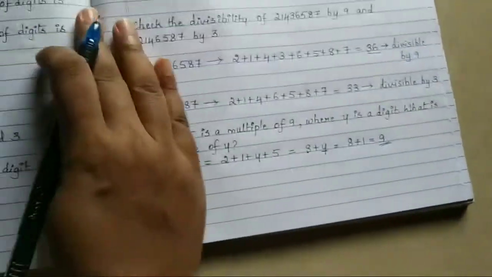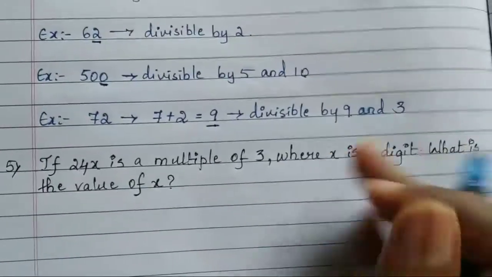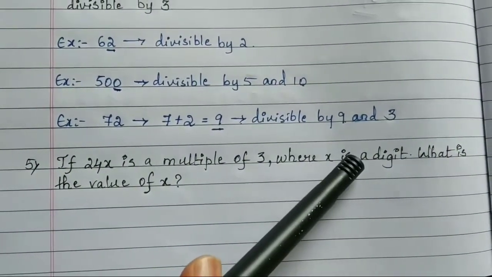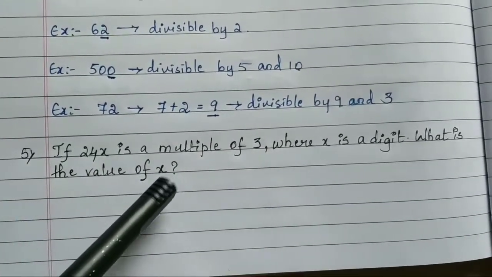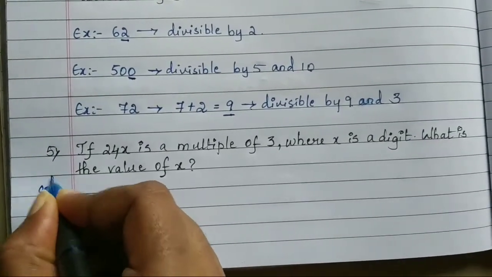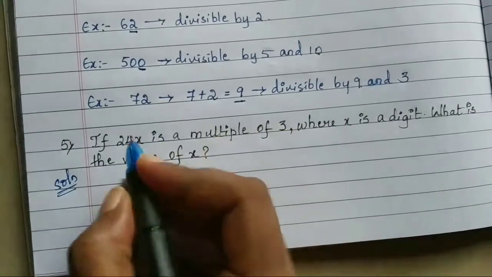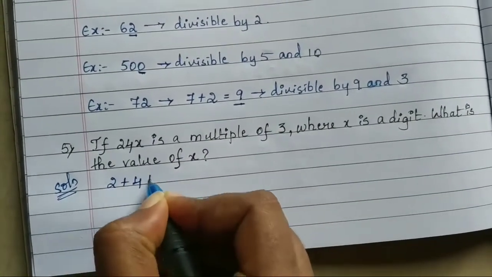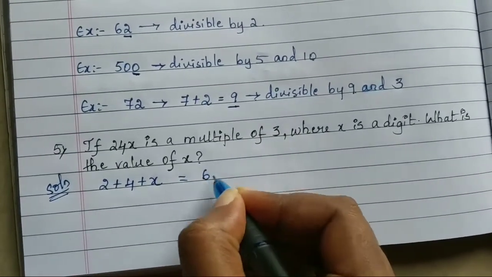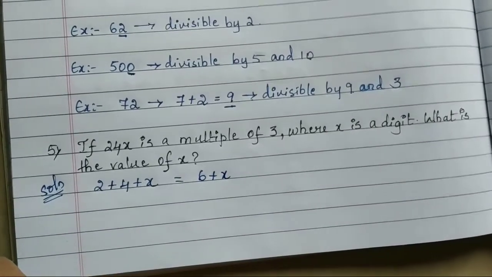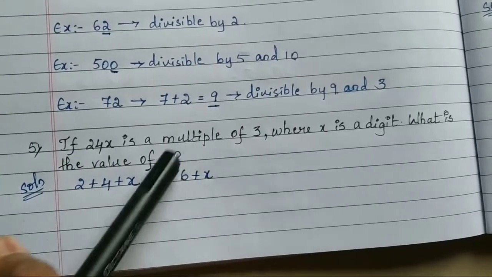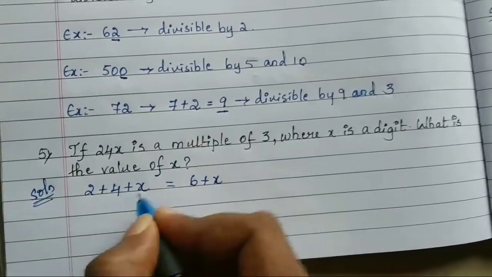Okay, so moving on to the next question, which is written on this side. If 24x is a multiple of 3 where x is a digit, what is the value of x? So here also we need a multiple of 3. As we need a multiple of 3, what is the rule here? We have to add the numbers. 24x can be added this way, so we will get the answer as 6 plus x. We have to add a number to this such that we get the whole number as a multiple of 3.